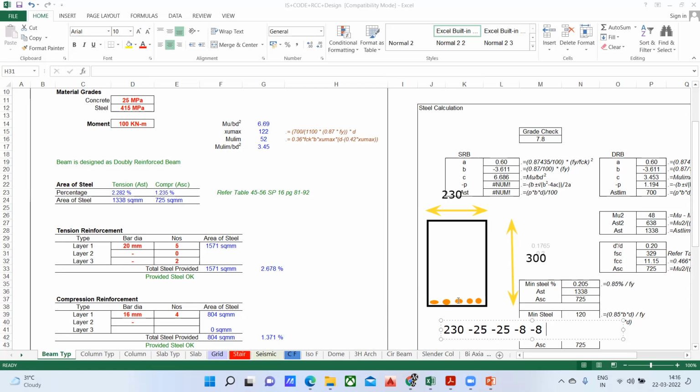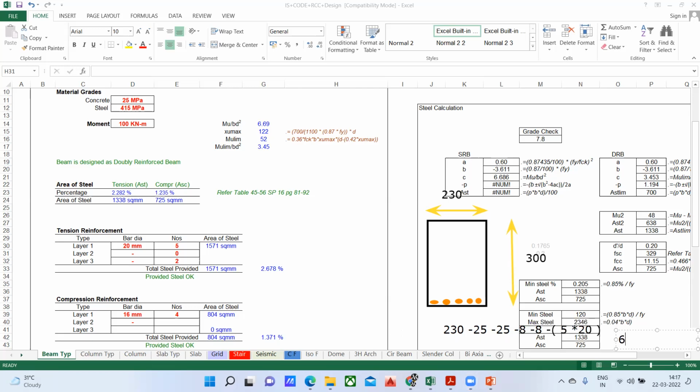So 1, 2, 3, 4, 5: minus 5 20 diameter bars, 5 into 20. Do this calculation and tell me what answer you're getting. I'll repeat it. 230 is the overall breadth, minus 25 cover on the left side, minus 25 cover on the right side, minus 8 mm stirrup on the left side, minus 8 mm stirrup on the right side, minus 20 into 5 for the five 20 diameter bars. You are going to get an answer of 64. So that means 64 is the overall space that is left.